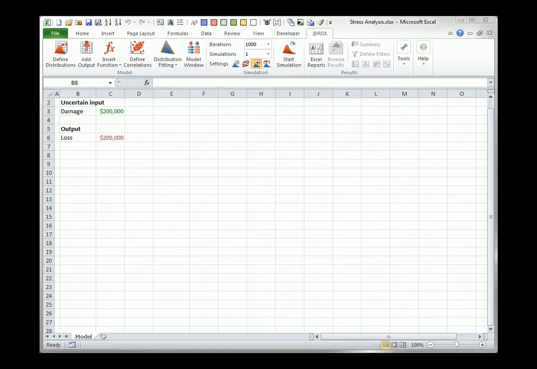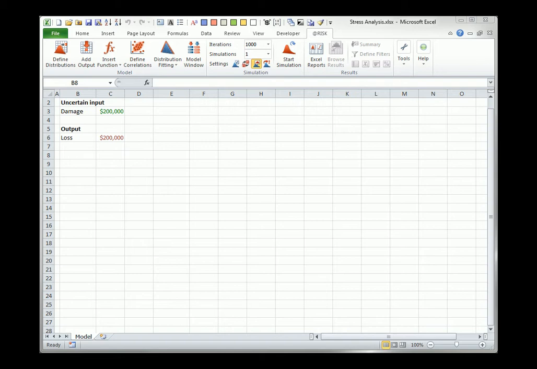This video illustrates one of @Risk's advanced tools called stress analysis. This tool is usually used to find the distribution of an uncertain quantity, given that it is either relatively small or relatively large. In technical terms, it is typically used to find the conditional distribution of an uncertain quantity, given that it is in one of the tails.